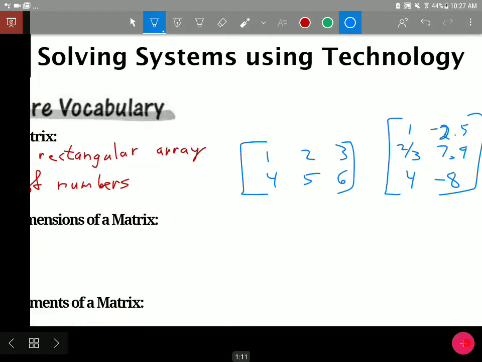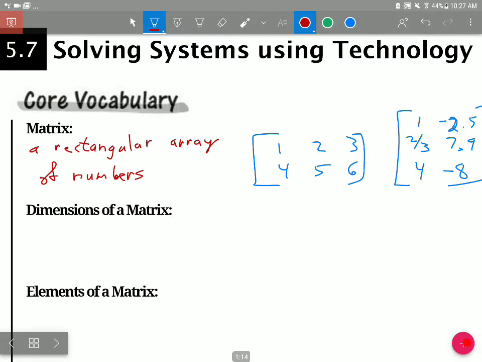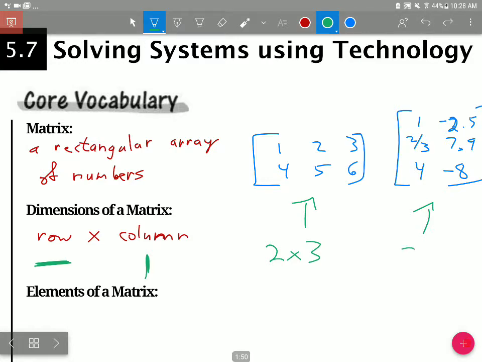The dimensions of a matrix are basically defined as row by column. Just to reset, rows are the ones that go like this, columns are the ones that go like this. So this first one has 2 rows and 3 columns, therefore that's a 2 by 3 matrix. The next one on the right has how many rows? 3. 1, 2, 3. How many columns? 2, so it's a 3 by 2 matrix. Cool?